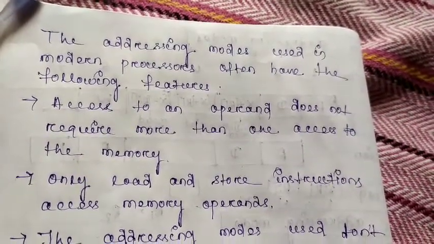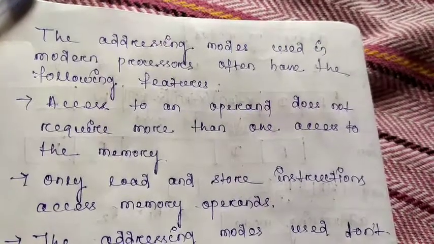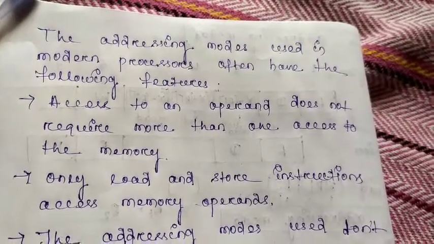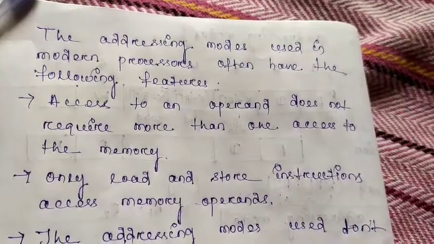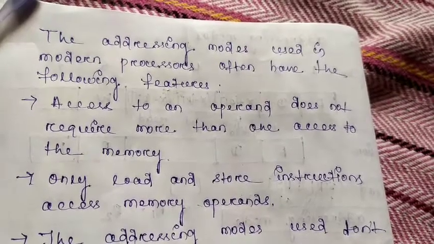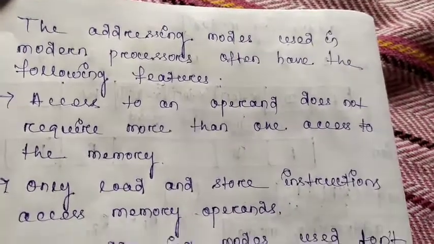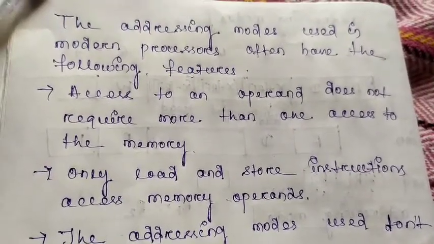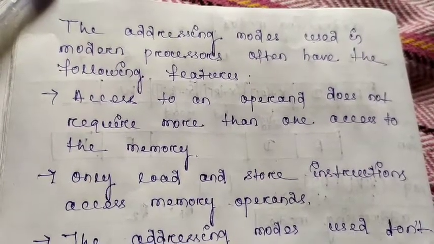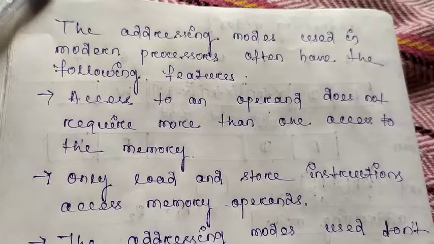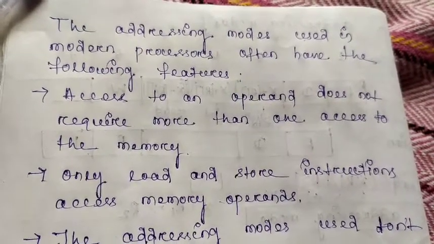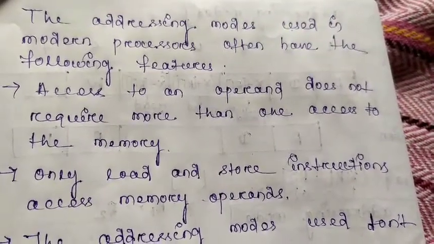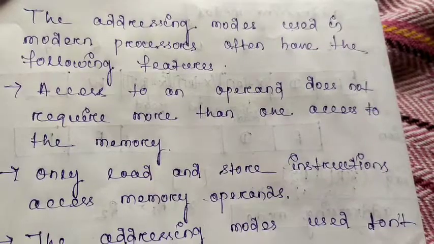The instruction sets of a modern processor are designed to take maximum advantage of pipeline hardware. To get that advantage, the addressing modes used in modern processors must have the following features. We have to design modern processors in which the addressing modes used must have these features. So what are the features? First, access to one operand does not require more than one access to the memory.